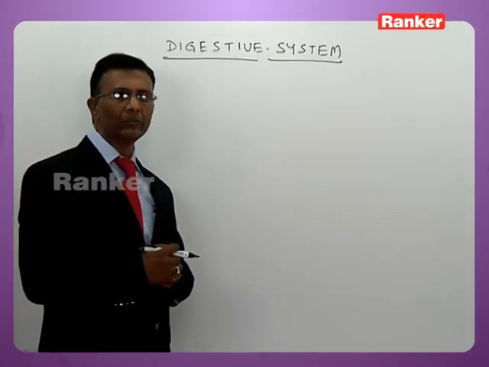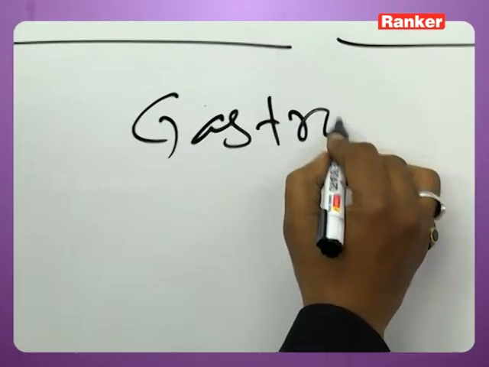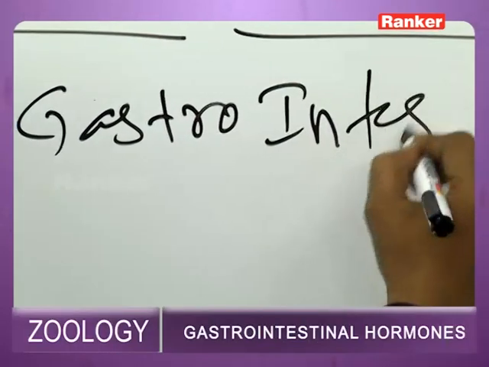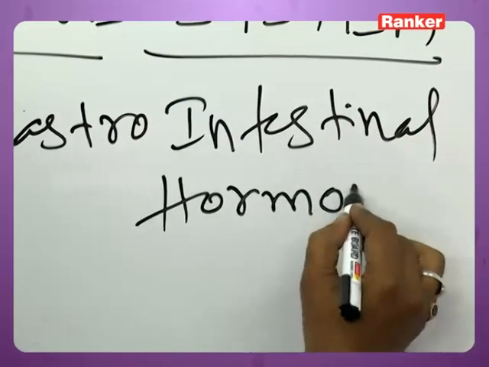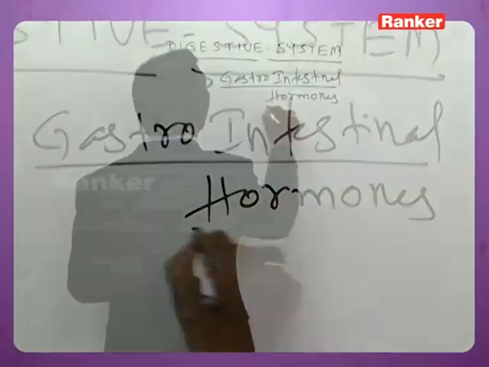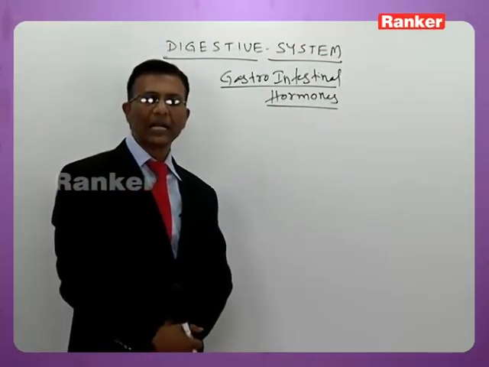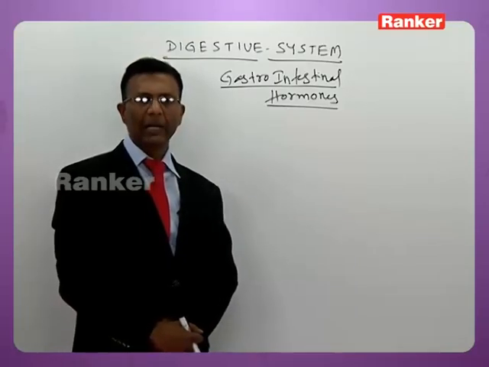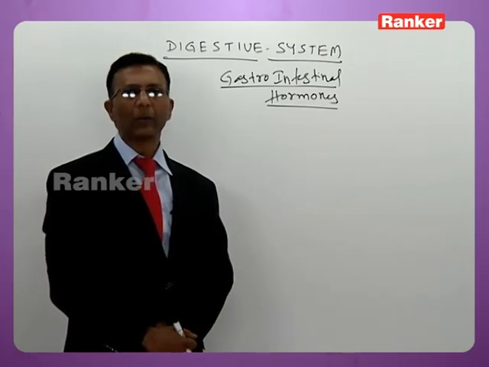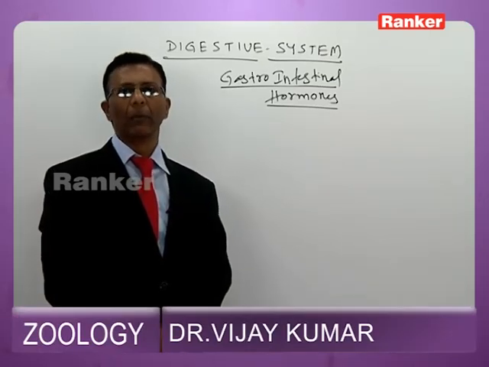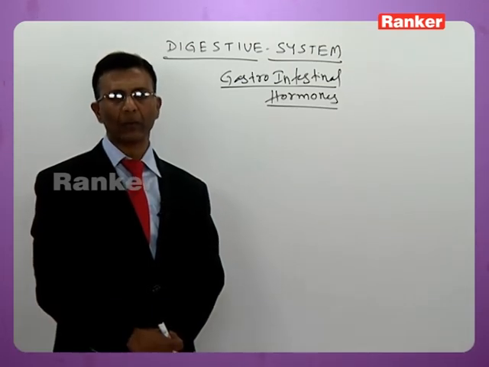Now we shall talk about the gastrointestinal hormones. The hormones that are secreted by the alimentary canal epithelium, the innermost mucosa layer of the alimentary canal, are collectively called gastrointestinal hormones.